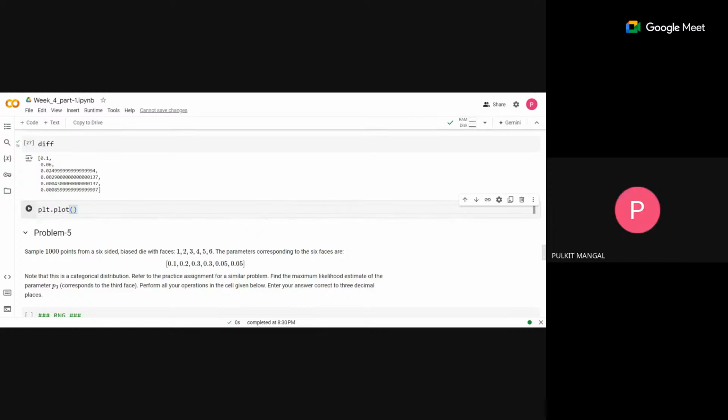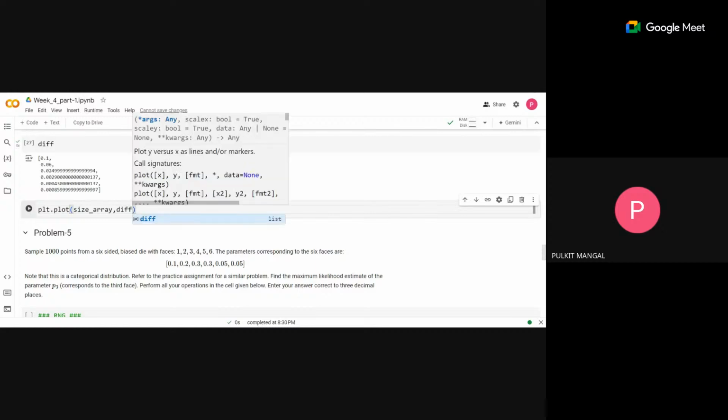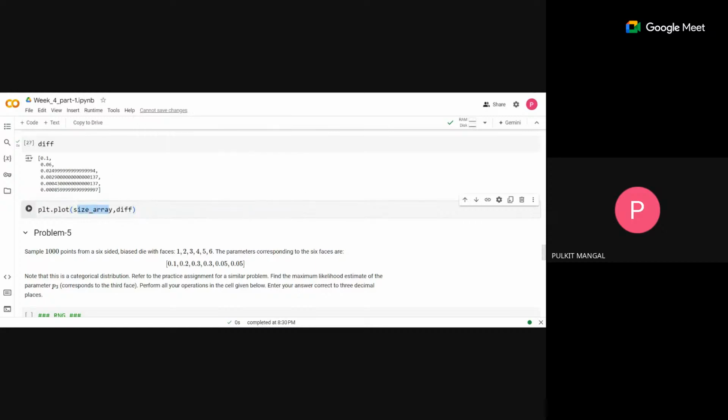Let's first try plotting. So plt.plot will first take the x value. What do you want on the x-axis? We'll put this size array on the x-axis. And see, it has also opened a suggestion that it plots y versus x. So on the x-axis I have taken the size array, and on the y-axis we have taken this diff.